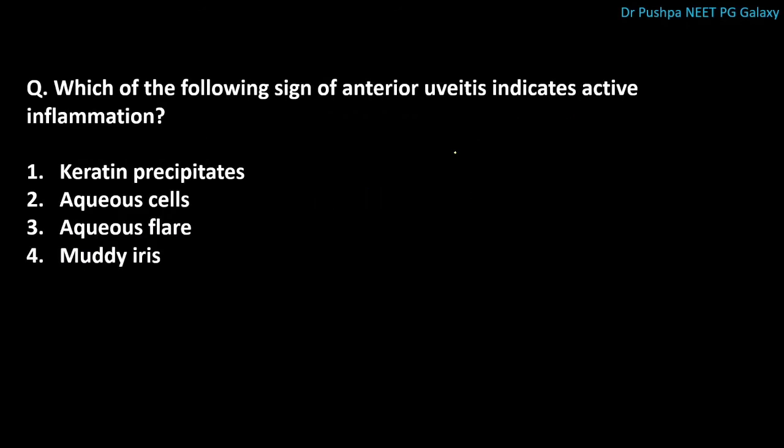Next question is, which of the following sign of anterior uveitis indicates active inflammation? The correct answer is aqueous cells. This aqueous flare is due to proteins present in the aqueous humor. In this anterior uveitis, keratic precipitate is the hallmark.